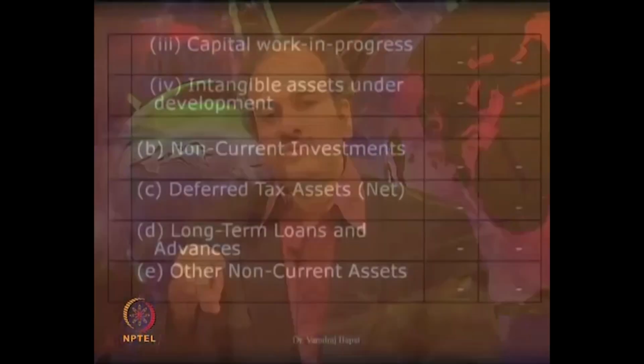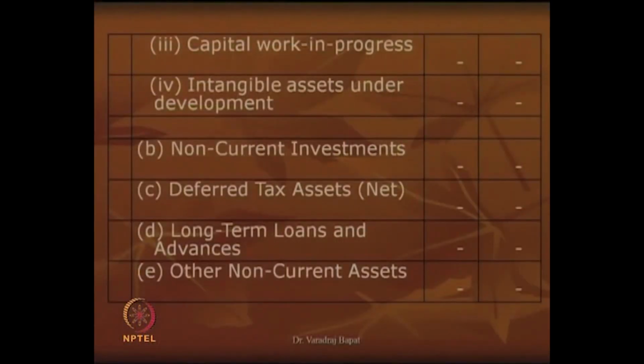Item D is long-term loans and advances. You know, long-term means these assets have a life of more than 1 year. Now, what is a loan and advance? This is not a loan taken. Suppose I am a company, I take a loan from a bank, that will be a liability. As against that, if I give a loan to someone, let us say to my employees, and they will repay me after 5 years, then it will be a long-term loan and advance.